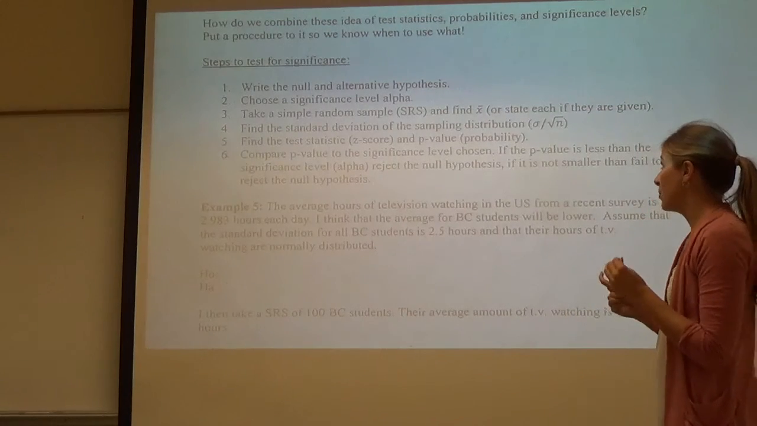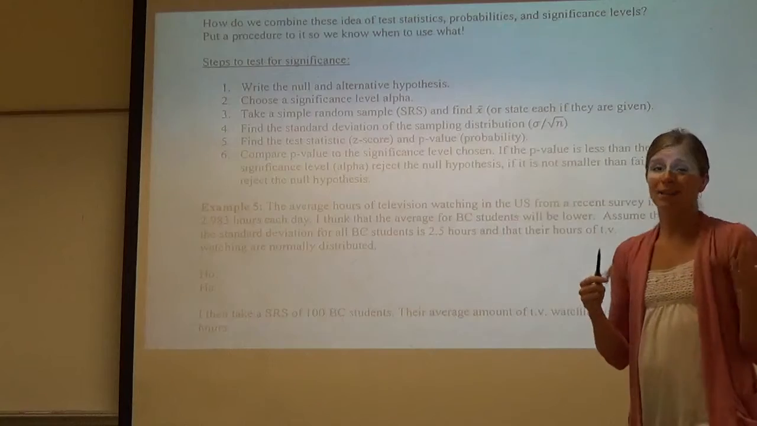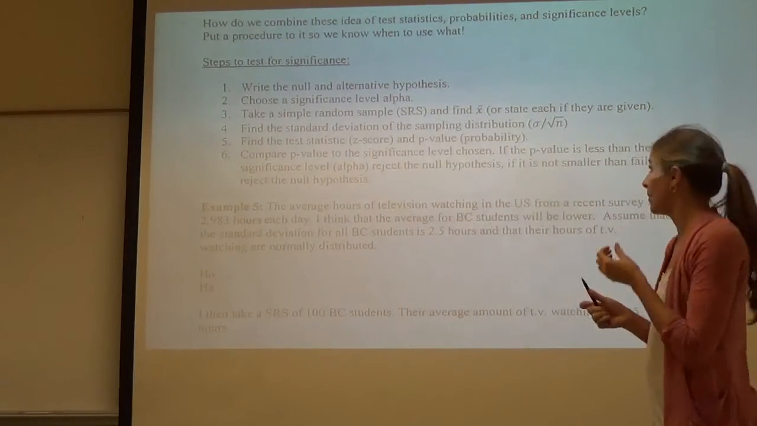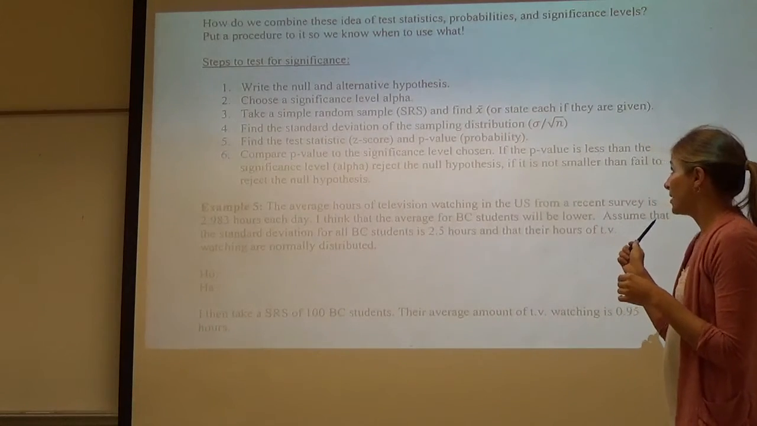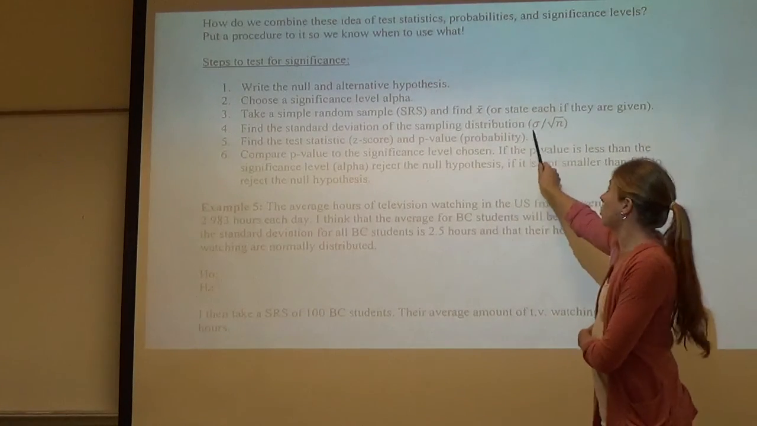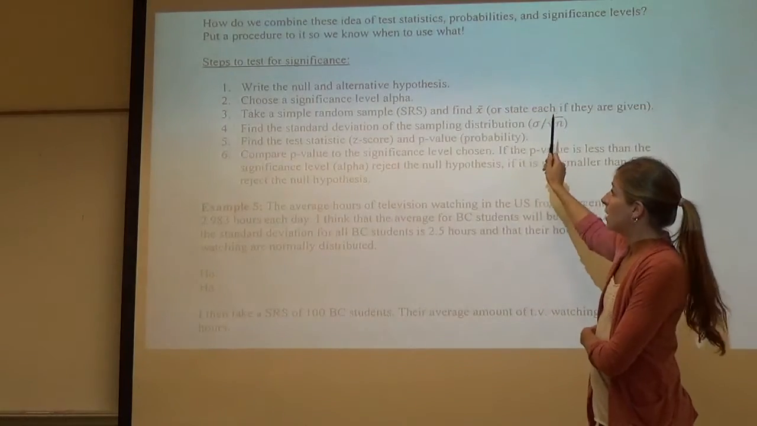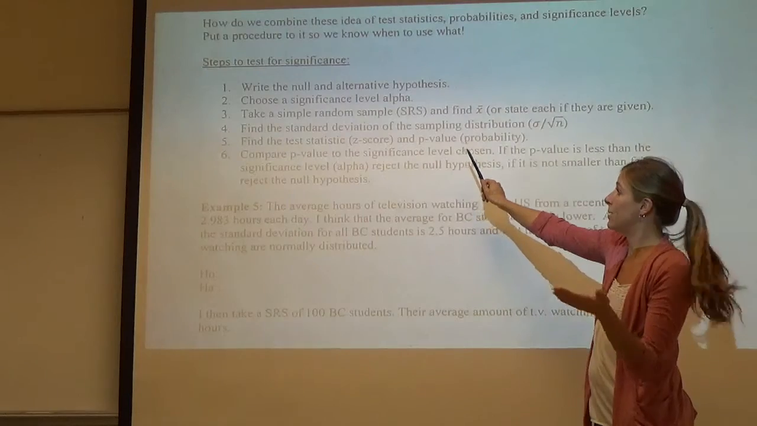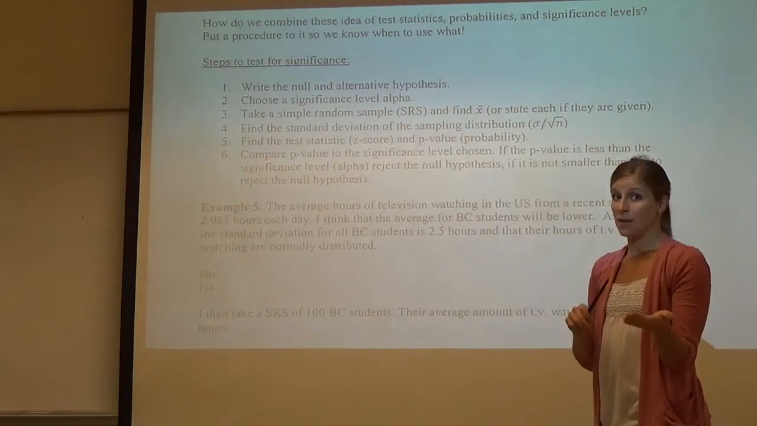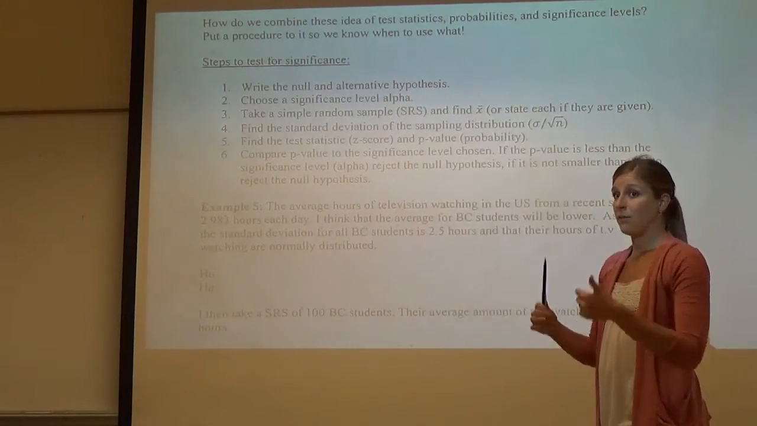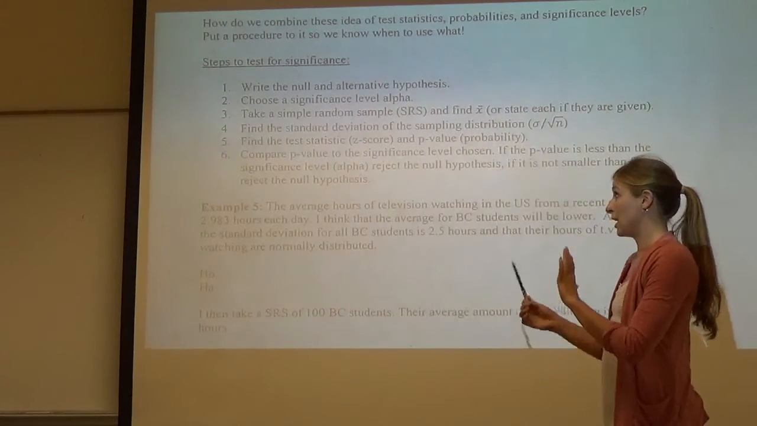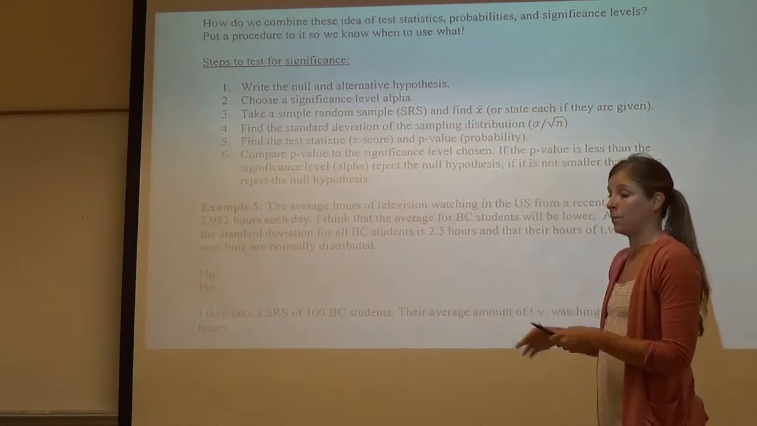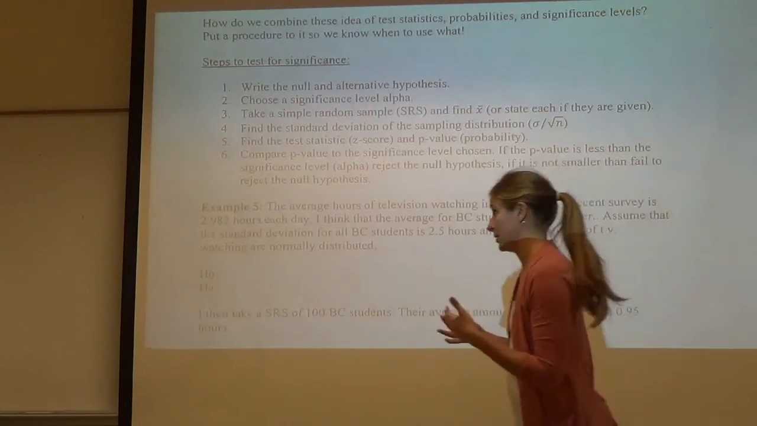Okay, third, we'll take a simple random sample and find X bar. For this, we're just going to pretend we took a simple random sample, but it will be given within the example. Then we're going to find the standard deviation of the sampling distribution, so we're just looking at our adjusted standard deviation. Then we'll find the test statistic, which will help us find the p-value. That's what we did in the intuitive examples. And then finally, we'll compare the p-value to our significance level to figure out if we will reject or accept the null hypothesis. I'm going to go through this process in example 5, and then I'll do a couple more examples after this as well.